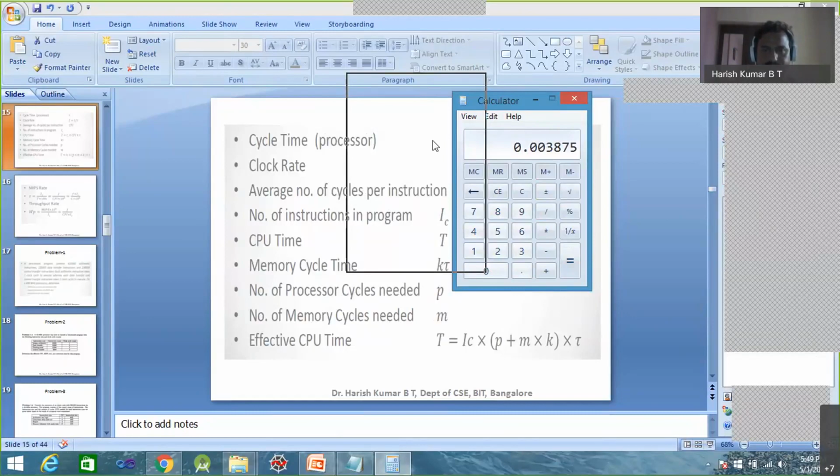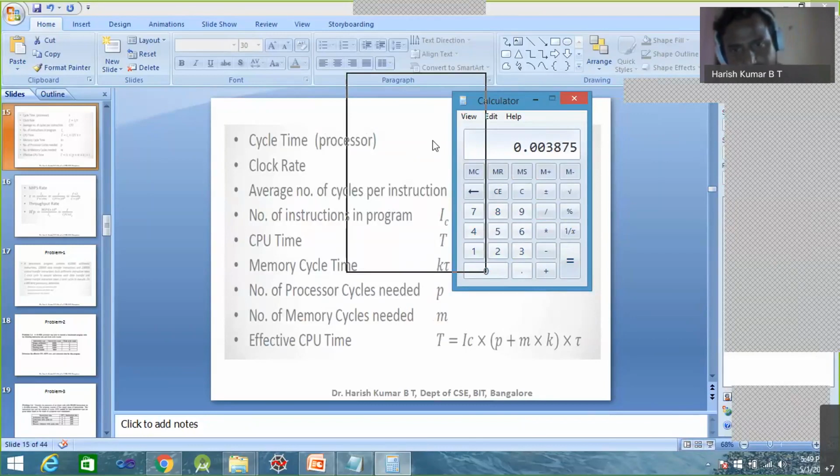For tau's value, we can directly take Mips rate, right? Am I audible? Hello. For tau's value, we can take Mips rate, right? Yes, you are audible. Tell.